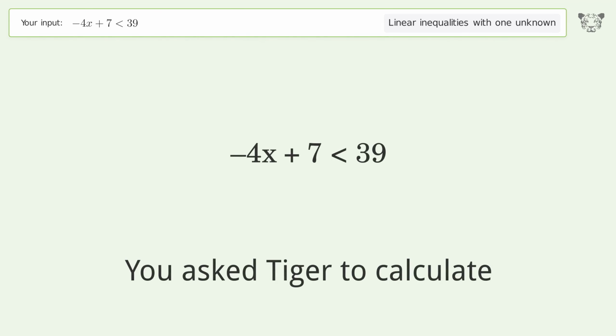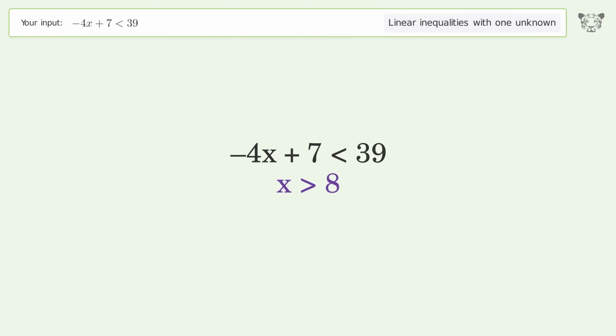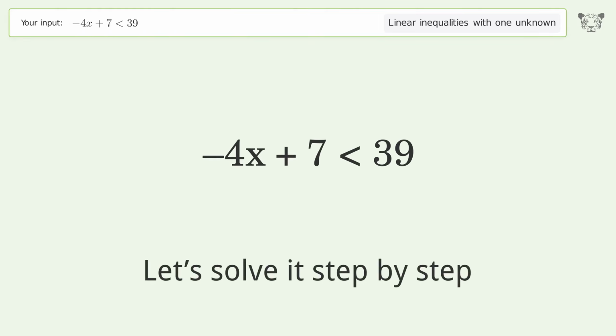You ask Tiger to calculate. This deals with linear inequalities with one unknown. The final result is x greater than -8. Let's solve it step by step.